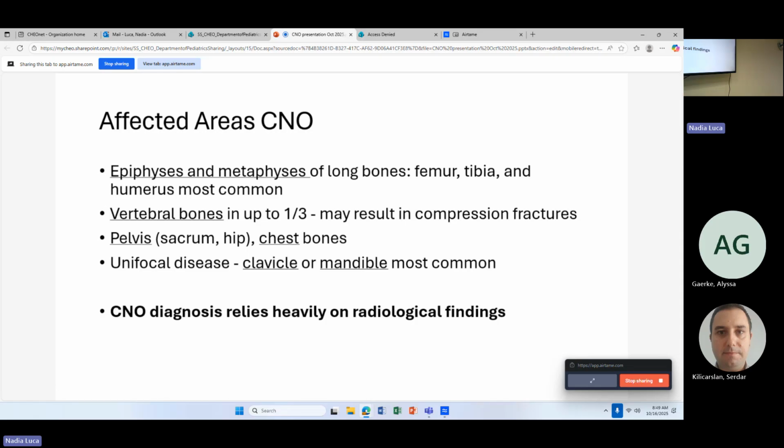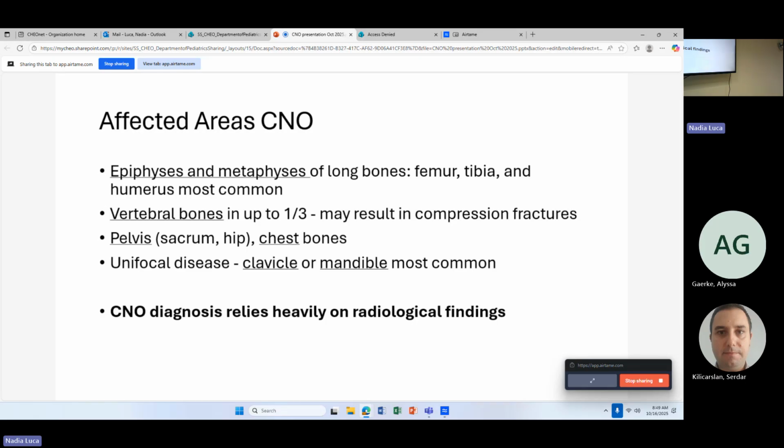So the other thing we look for very specifically is the affected areas. That can help us try to tease it out. What we're looking at in the most common cases is epiphyseal and metaphyseal lesions. We're not looking at the diaphysis. We're really focused on that specific region of the long bones. And the most common bone to be affected is the femur, followed by tibia and humerus.